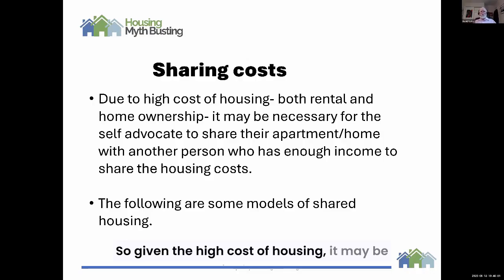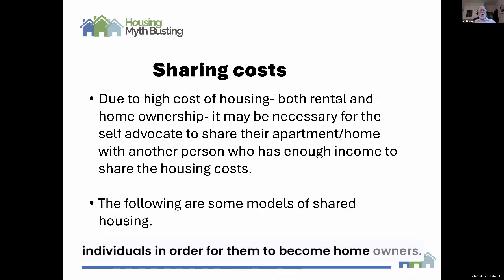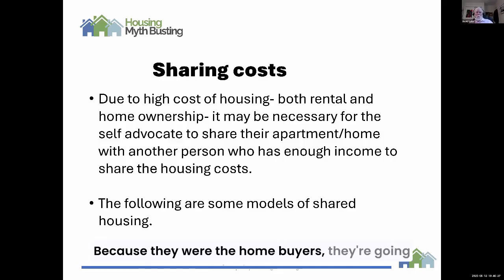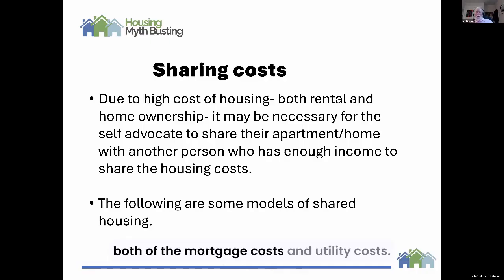Given the high cost of housing, it may be necessary for the self-advocate to share their apartment or home with another person. That was the model that I explained for the 3 individuals. In order for them to become home owners, they shared their special needs trusts for the down payment. They were able to get a special mortgage through Pennsylvania Housing Finance Agency that I talked about before, because they were the home buyers. They're going to be on the deed. And they then shared the expenses, both of the mortgage costs and utility costs. Those were split 3 ways. So with their Social Security, they were able to come up with enough money to pay the ongoing mortgage costs and their utilities.